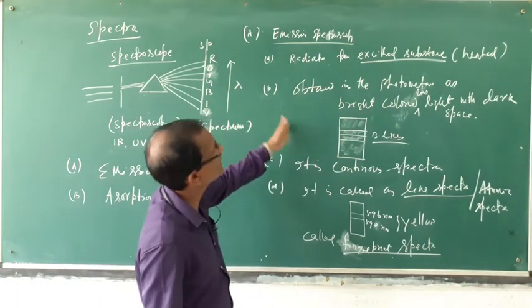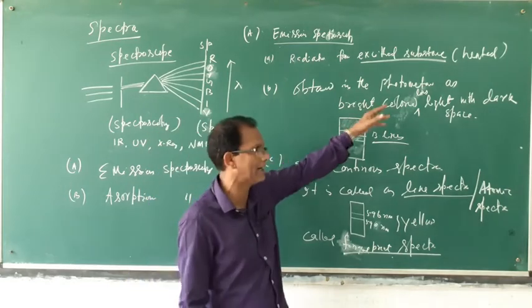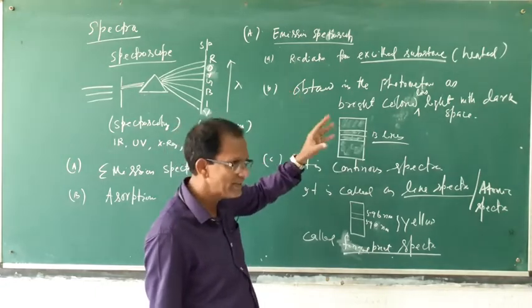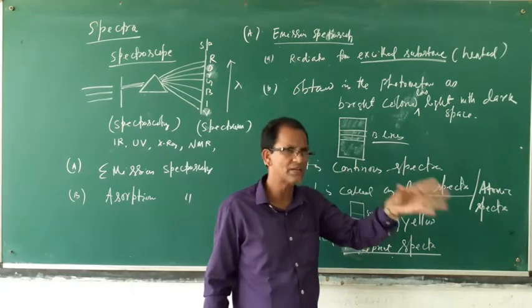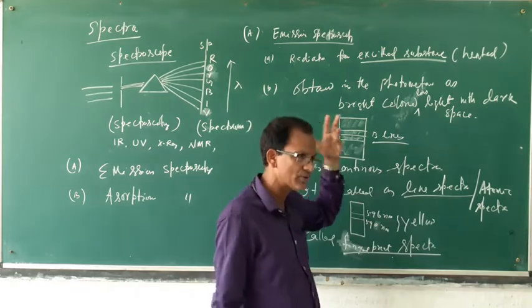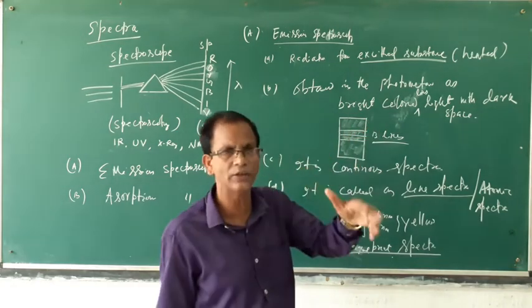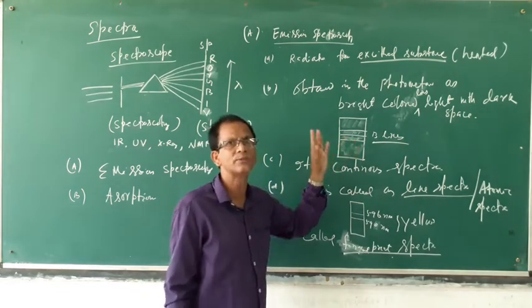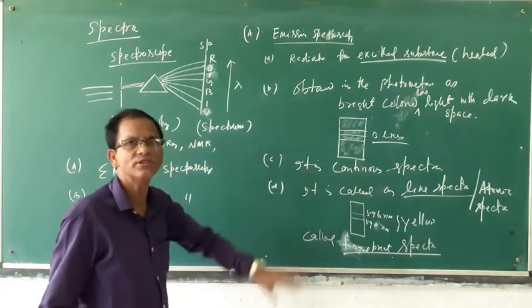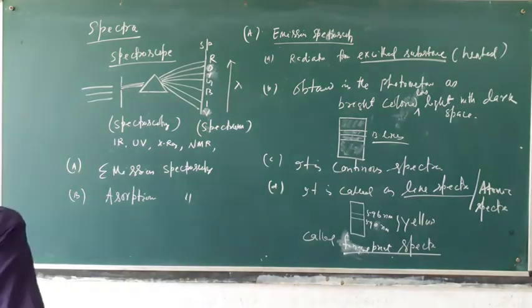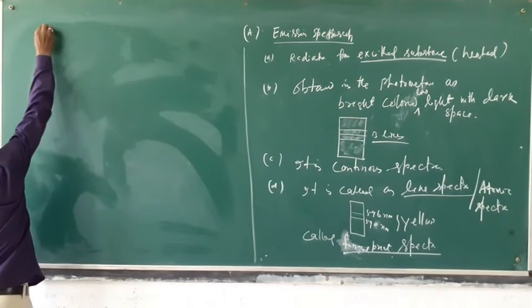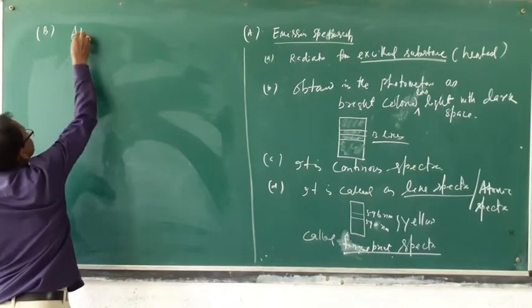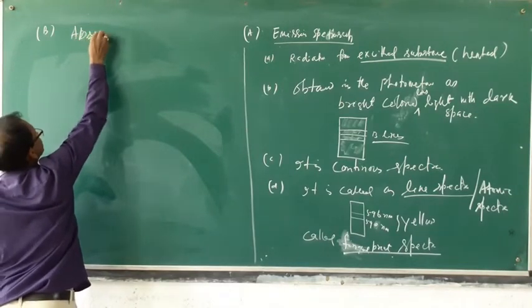And it is obtained when the substance gets heated. That means the vapor of the substance will be heated, or any substance will be heated either thermally or electrically. It produces bright lines with dark space. These are called emission spectra. Okay. The second spectra is absorption spectra.